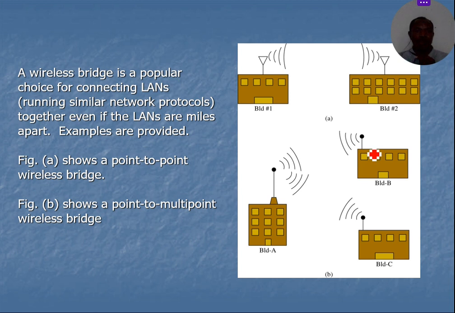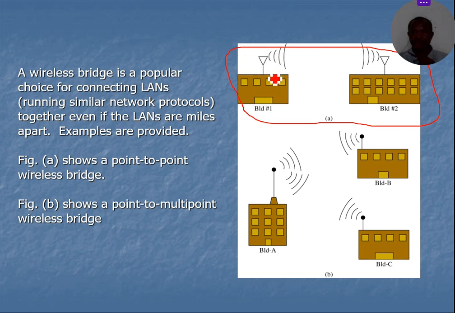Now a wireless bridge is a popular choice for connecting the LAN, but it's not the only option. We use switches, and most especially we use a router for WAN. For LAN we can use switches and bridges to connect networks running similar network protocols. So even if the LANs are miles apart, you can still send the packet from this building to another building, as long as you have your antennas, your bridge, and everything in place. Is that okay?